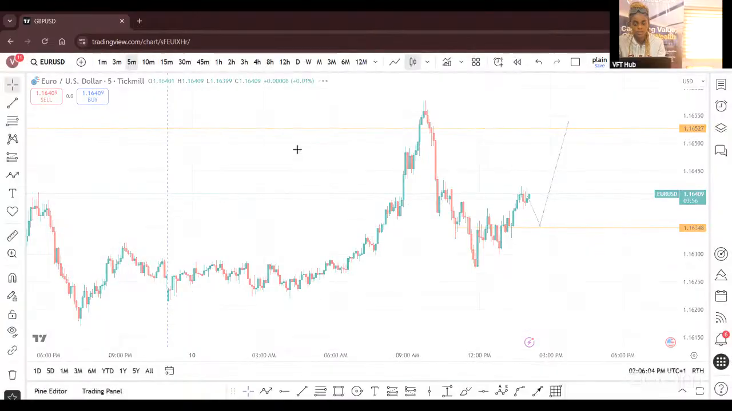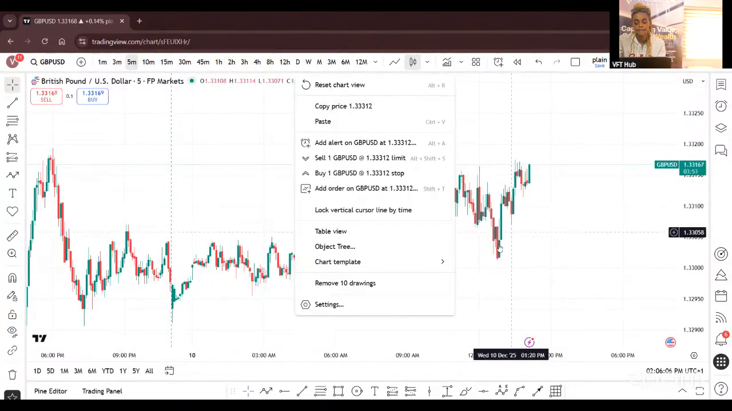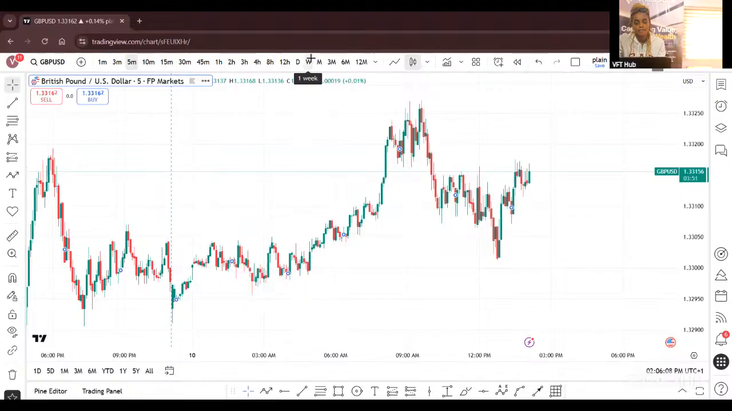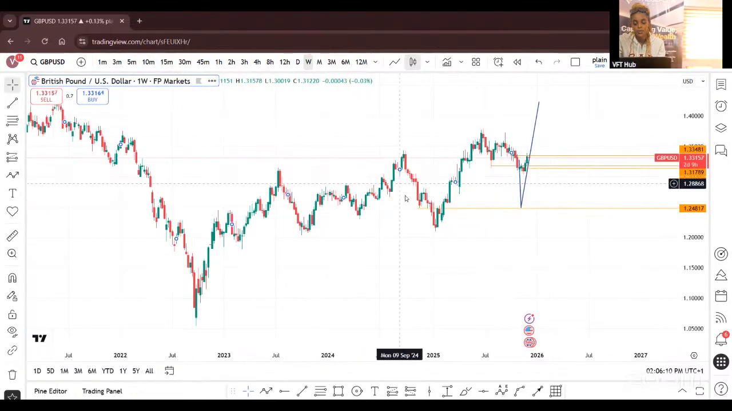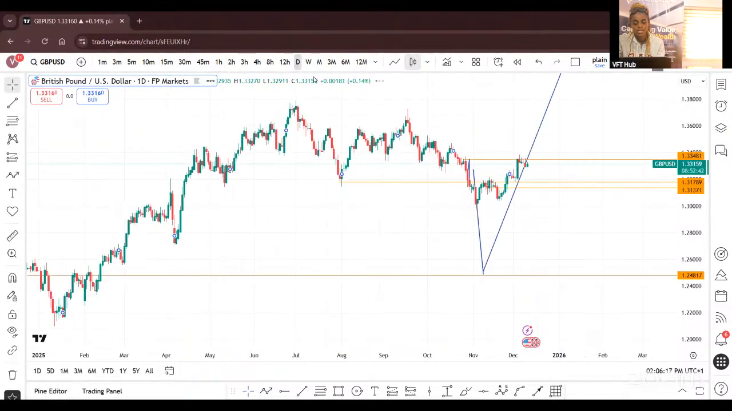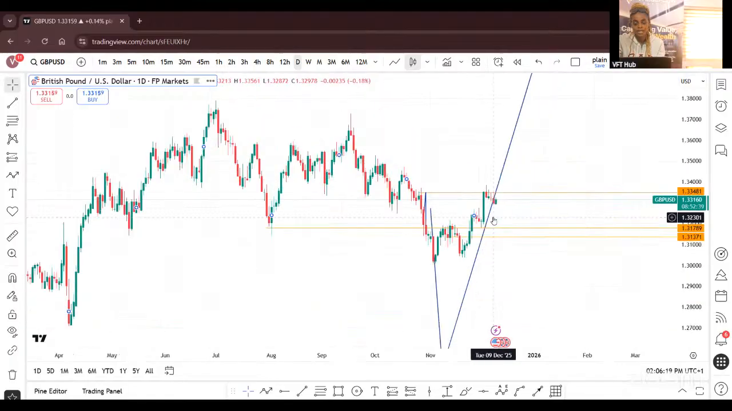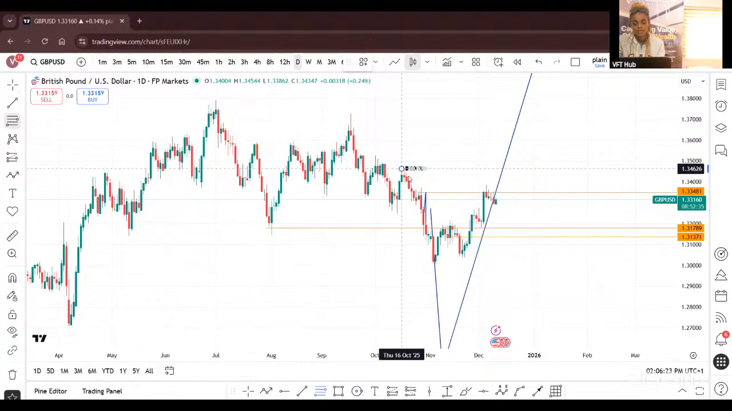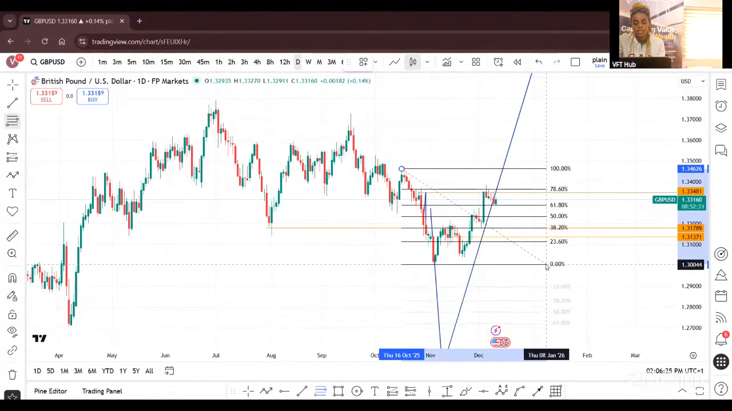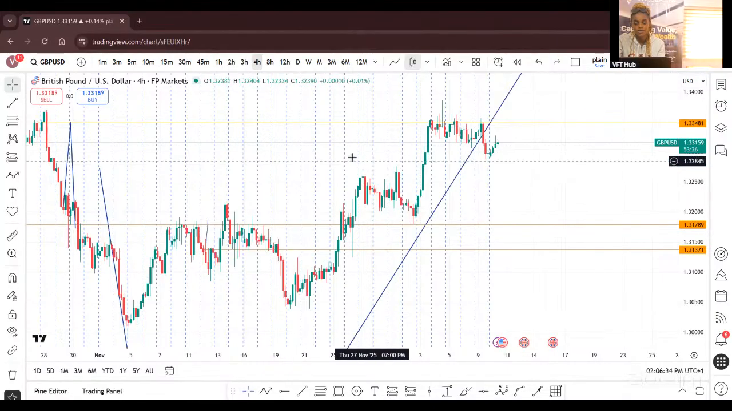Last on our list being GBP USD. Weekly time frame, still want to sell all the way to 1.24817. On the daily time frame, it seems even more bearish, and price retraced into the 78.6% level. We may see some push to the downside, but let's see what the 4-hour time frame is saying.